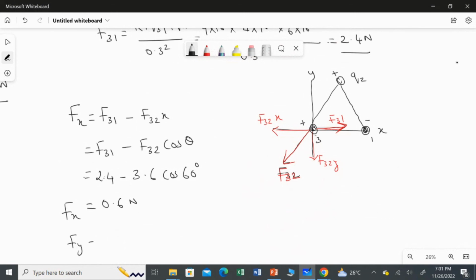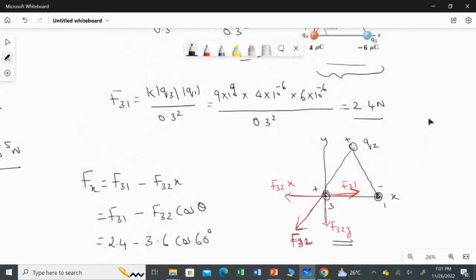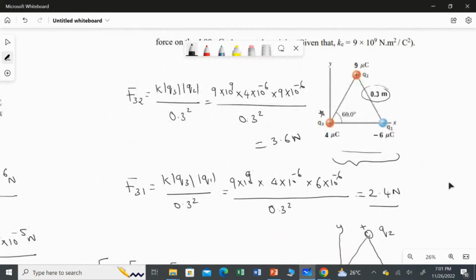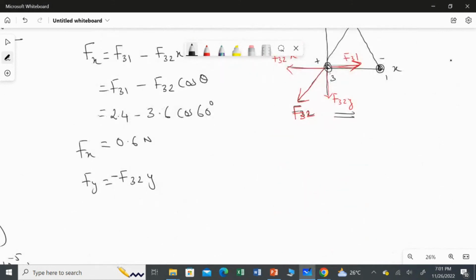What is F of y? We have only one F of y. Am I right? There is no other force. So I can take the value exactly, but this is in the negative direction. So I have to take F of 3 of 2 y component, but this is in the negative of y axis. So I have to put minus. F of 3 of 2 is 3.6 value, right? So minus 3.6 Newton.